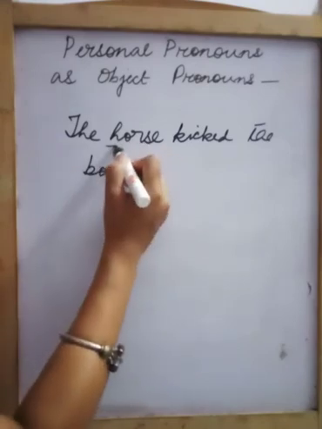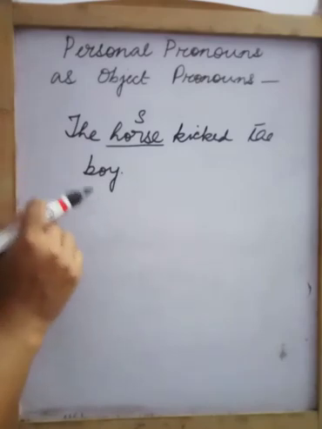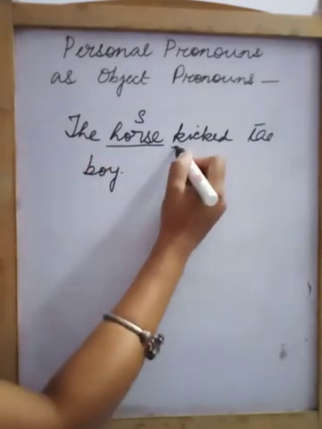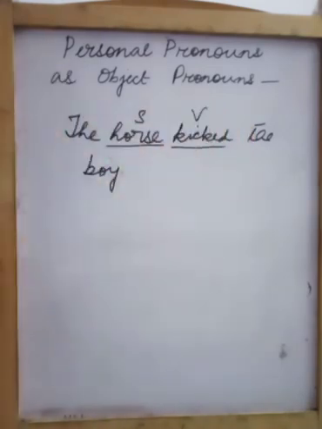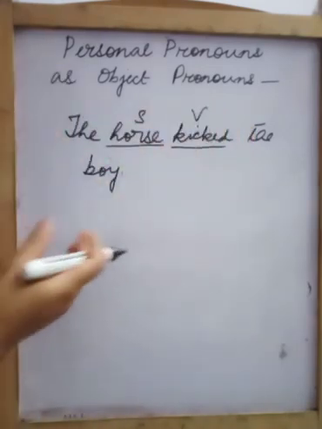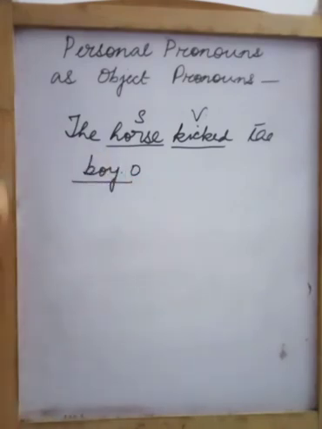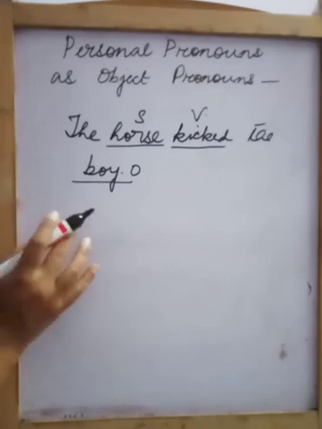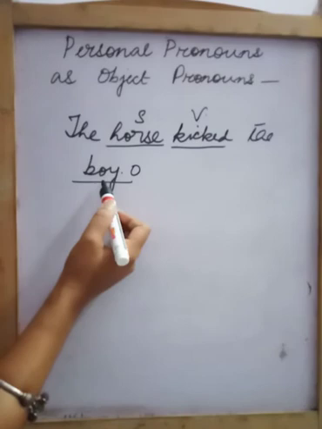So obviously the horse is the subject. Now what is the action? What action is the horse doing? Kicked. So this is the verb. And on whom the action is being done, or who is receiving the action? The boy. So this is the object. So this is the way you identify. Alright. So the object is the noun or the pronoun. So here it is a boy. It is the common noun.